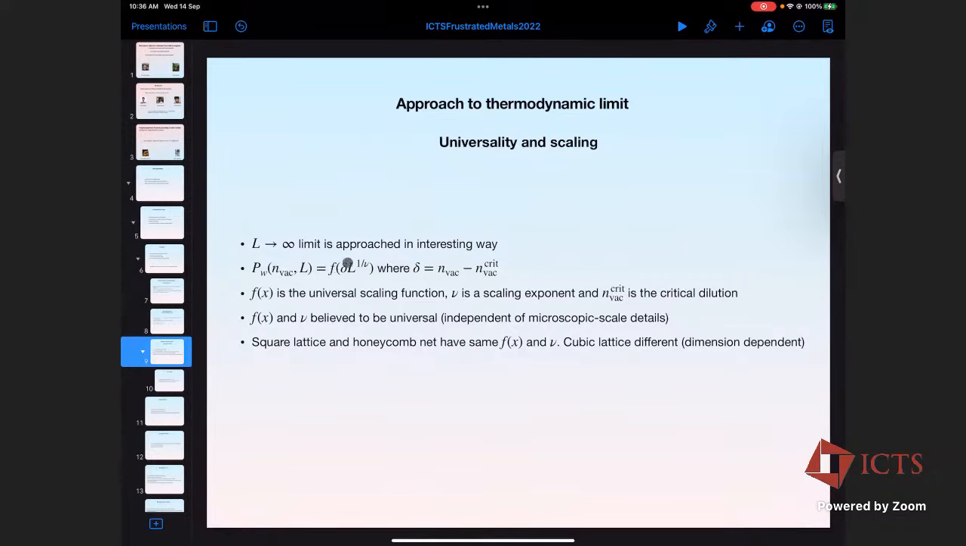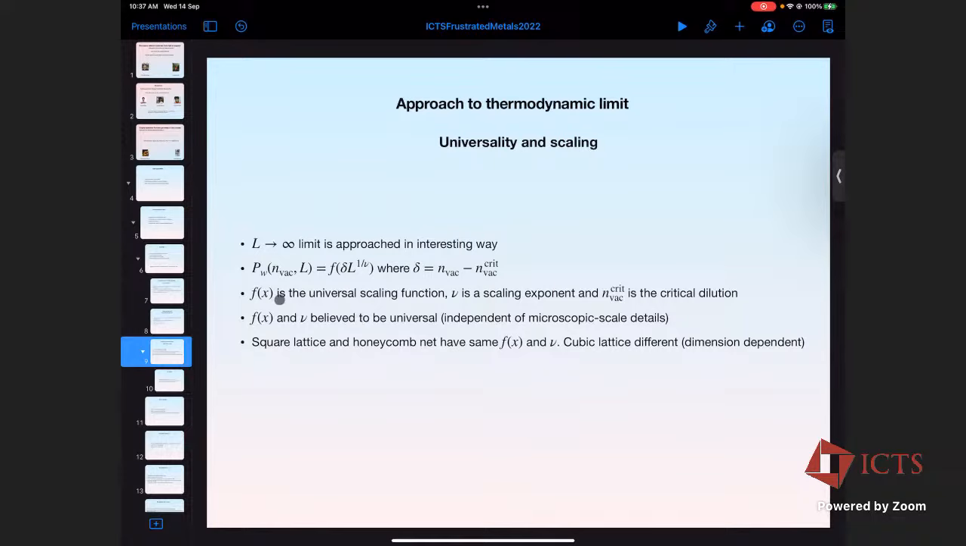And the argument of this function is just the ratio of the 2 lengths, the size of the system and the correlation length. So there's a diverging correlation length in this system, which you should think of really as the typical size of a connected region, a connected component of the lattice.